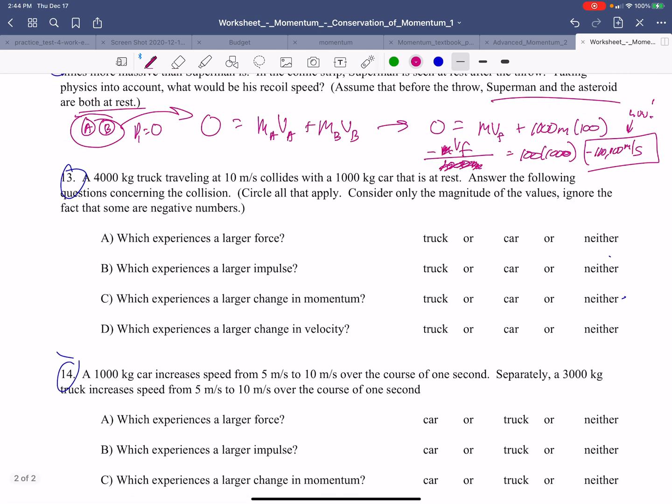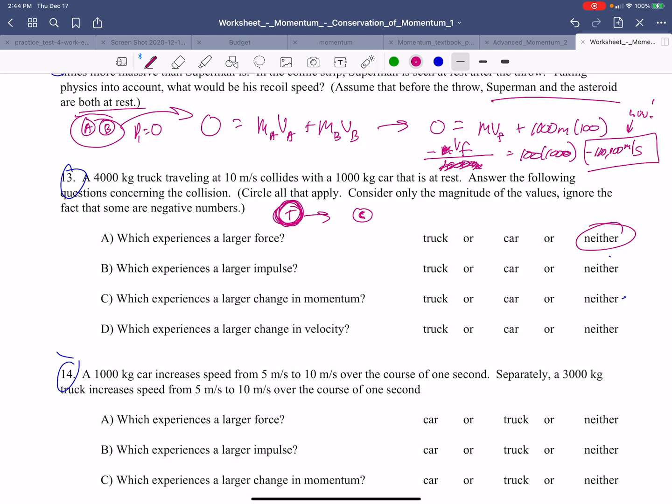All right, these last two are conceptual questions. Here you have a truck colliding with a stationary car, and the truck is much bigger. Which experiences a larger force? These can be solved conceptually. When the two objects crash, there's a force of the truck on the car and a force of the car on the truck. Newton's law says that those are equal. So neither has a larger force. Again, the forces are equal and opposite.